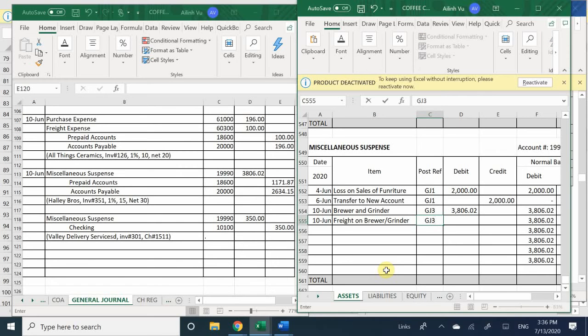Okay, we reached the bottom of 3, so yay after this. And we're going to increase it by $350, which should bring you a total of $4,156.02. All right.